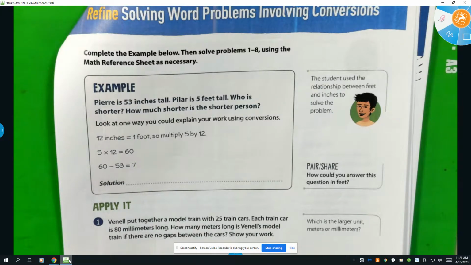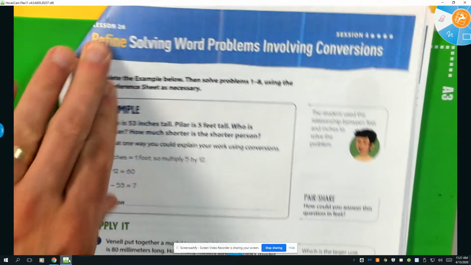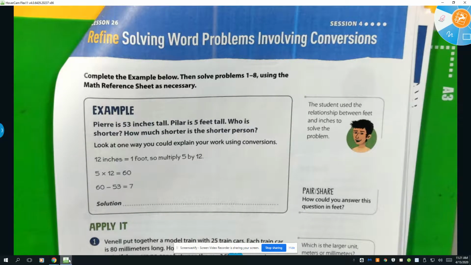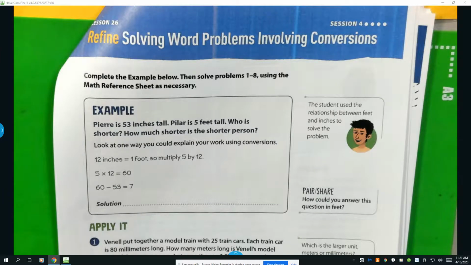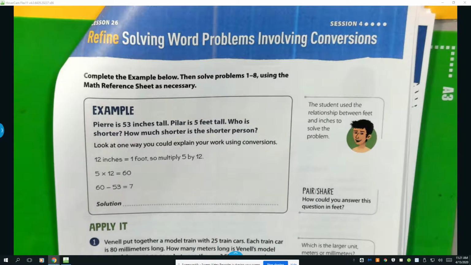Hello, everybody. So we are continuing, kind of winding down our unit on conversions. So today we are just working on doing a little bit more complex of a problem. Okay. So we're going to solve word problems involving conversions again. So let's look at our example.